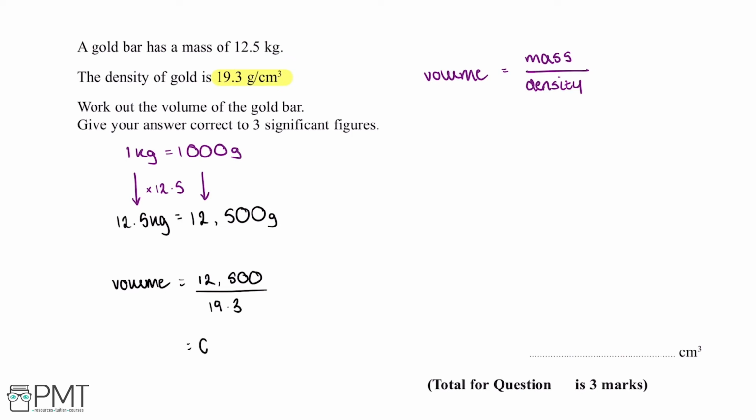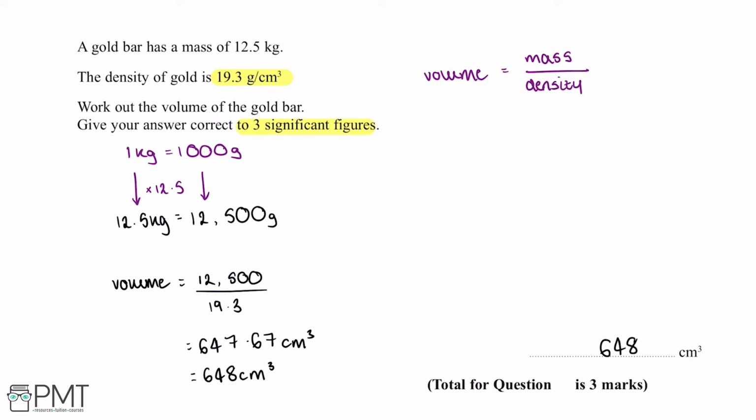And this gives us an answer of 647.67. And the units for our volume is centimetres cubed. Now the final thing we'll need to do for this question is give our answer correct to 3 significant figures. And 647.67 to 3 significant figures gives us 648 centimetres cubed. And this is our final answer.